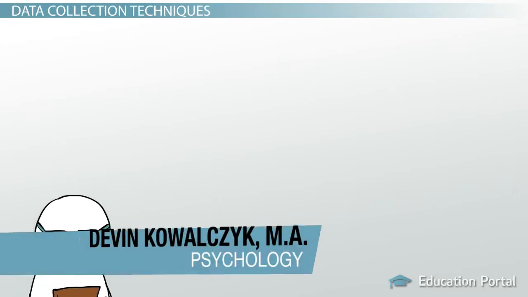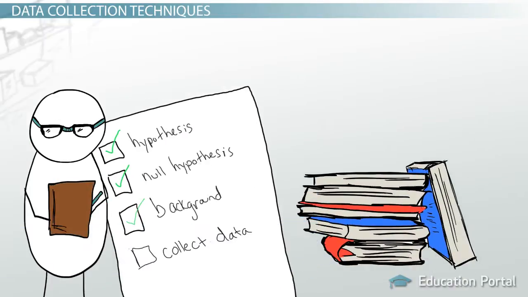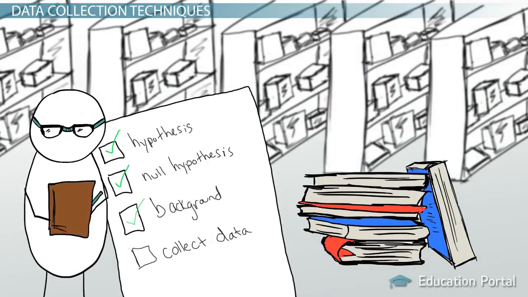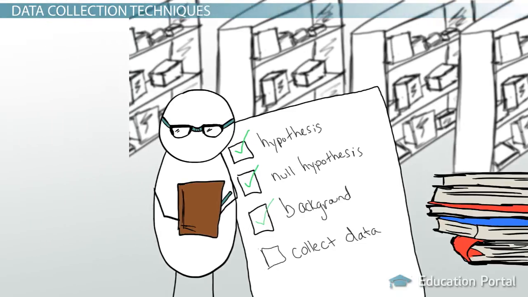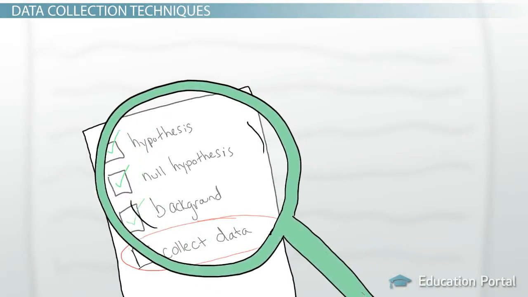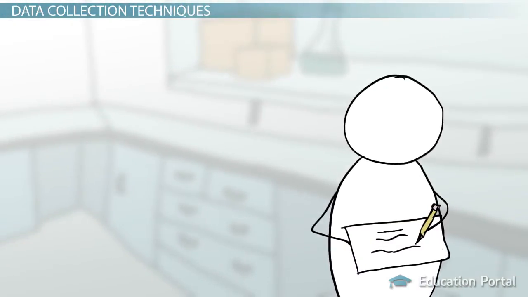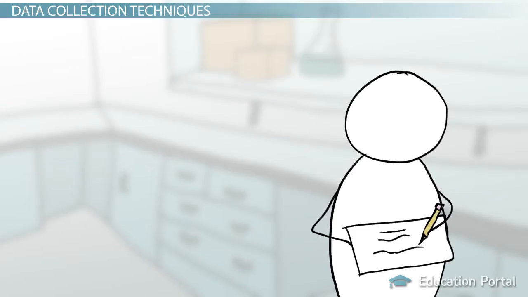So you know what you're going to study. You've written your hypothesis and null hypothesis, and you've familiarized yourself with the background research on your topic. The next step is to figure out how you're going to collect the data to test your hypothesis. We can't talk about how to choose a different technique if you don't know what the techniques are.